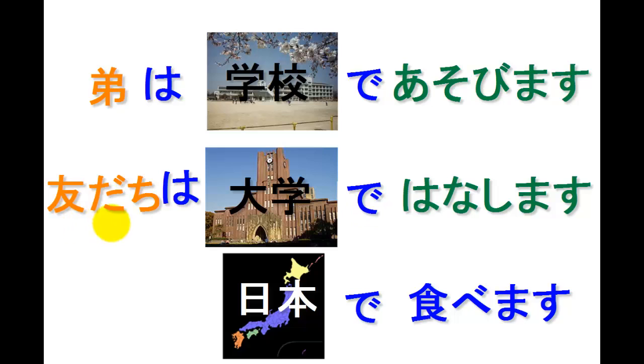In this sentence I've added a topic, tomodachi, my friend. Tomodachi wa, as for my friend, daigaku de hanashimasu. So my friend talks at university. And finally for Japan, well, my father's a huge fan of Japanese food, so I'm going to use chichi. Chichi wa, as for my father, Nihon de, in Japan, tabemasu.